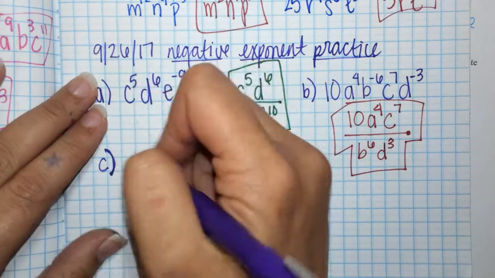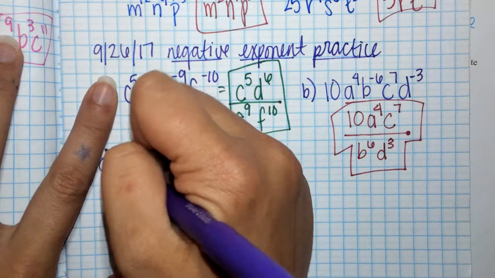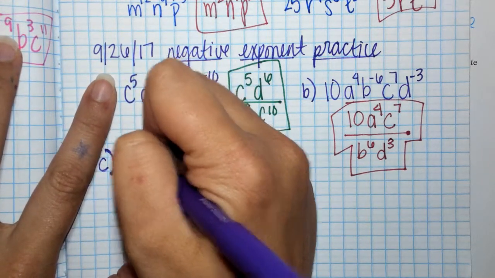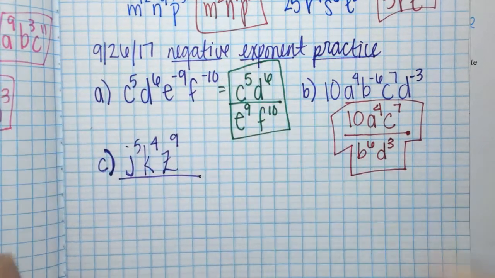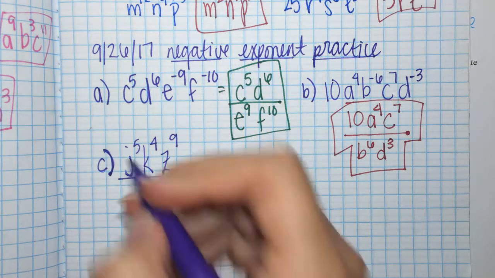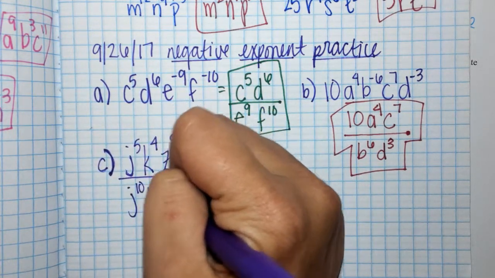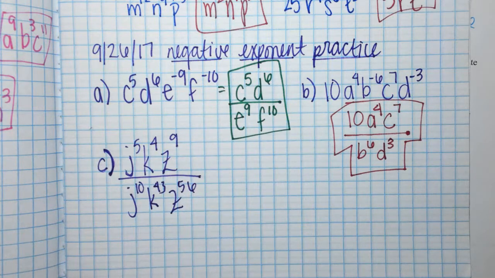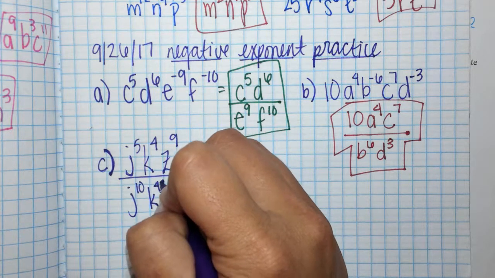Okay, so let's do this one together. What's a letter we don't use very often? J to the 5th, K to the 4th, Z to the 9th, divided by... We've got to divide by the same letters. We'll use Q on the next one. So let's do J to the 10th, K to the 43rd, and Z to the 56th power.